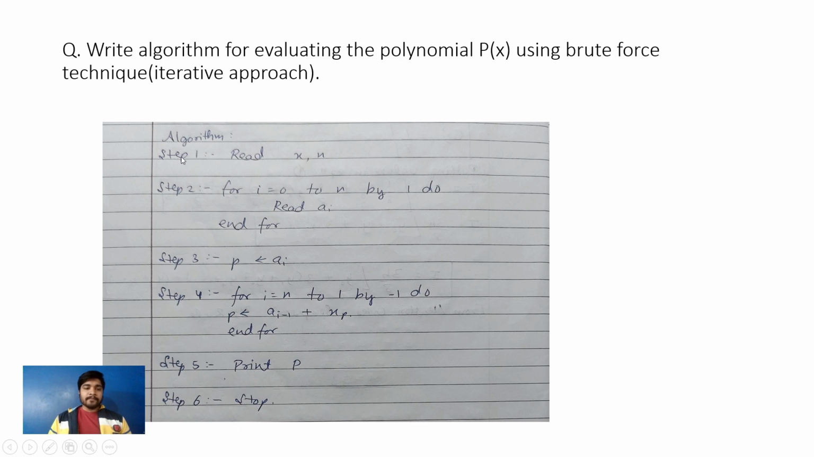So the algorithm is: Step 1, read x and n. Step 2, using a for loop, i equals 0 to n by 1, do read a_i. Step 3, assign p as a_n. Step 4, using again a for loop, i equals n to 1 by -1, do. Now assign p as a_(i-1) plus x times p. Step 5 is print p. Step 6 is stop. Thank you.